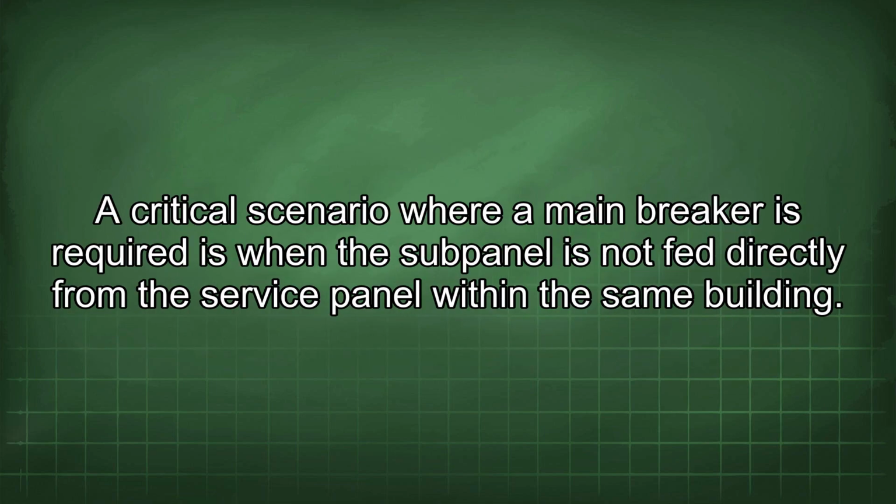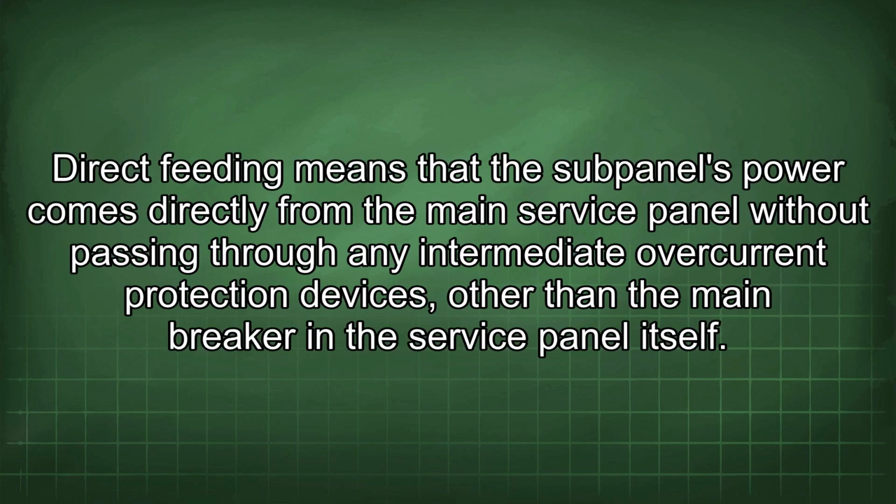A critical scenario where a main breaker is required is when the subpanel is not fed directly from the service panel within the same building. Direct feeding means that the subpanel's power comes directly from the main service panel without passing through any intermediate overcurrent protection devices other than the main breaker in the service panel itself.